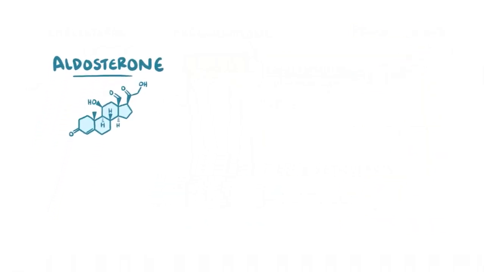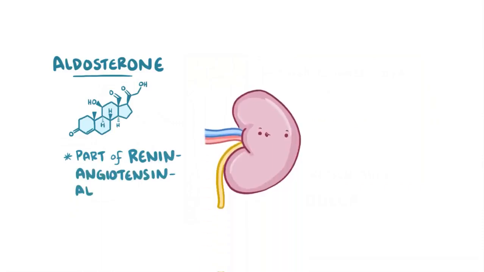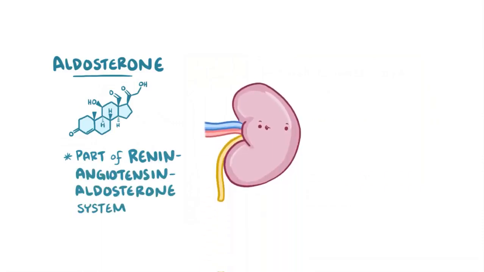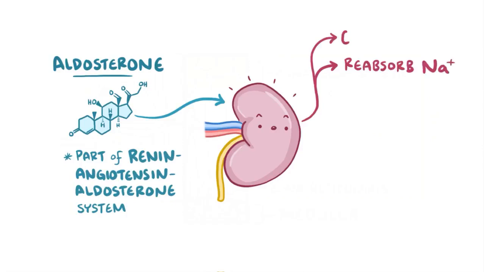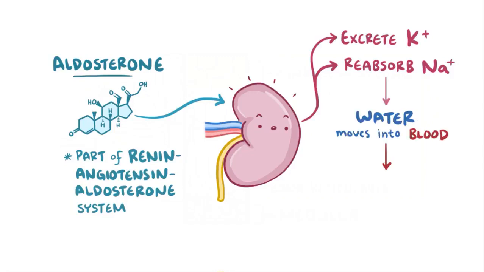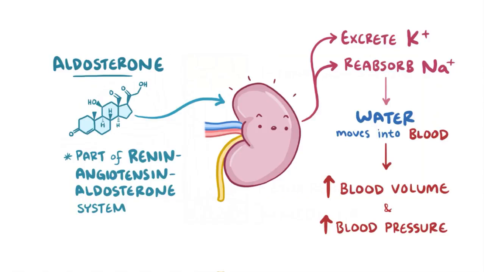So the final result is aldosterone, which is part of a hormone family called the renin-angiotensin-aldosterone system. Aldosterone signals the kidney to reabsorb more sodium into the blood and excrete more potassium. When sodium is reabsorbed, water also moves into the blood, which increases blood volume and blood pressure.